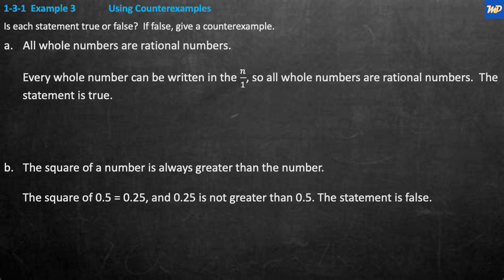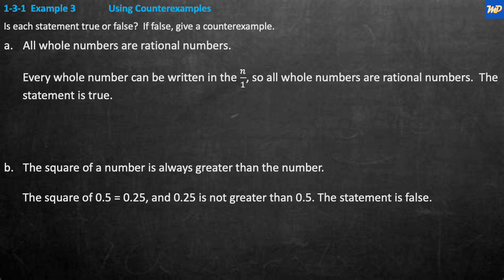Okay, in this example, example 3, we're going to be using counter examples. So let's try. So in each statement, it says, is each statement true or false? If it's false, give a counter example. Okay. All whole numbers are rational numbers. Well, it says every whole number can be written in the form of n over 1. And that's the definition of a rational number.